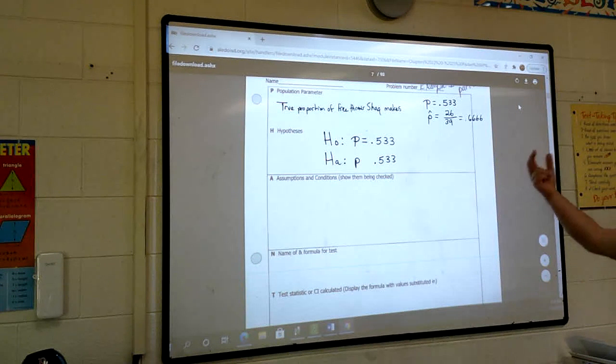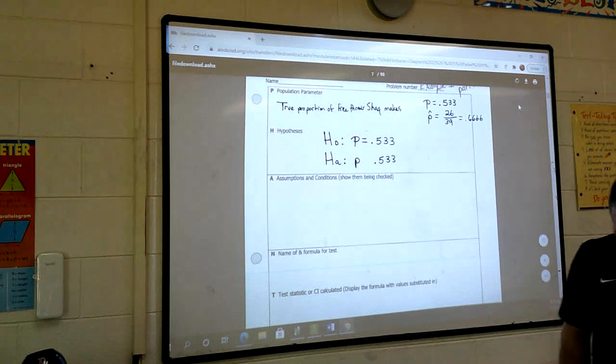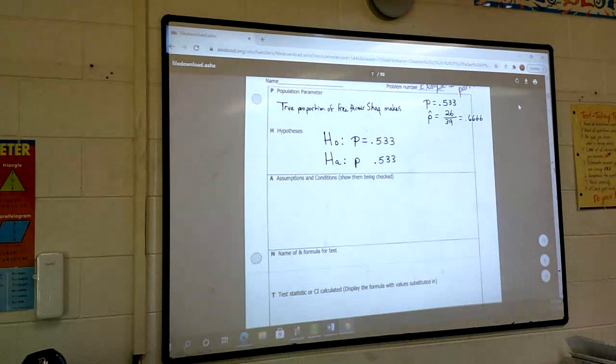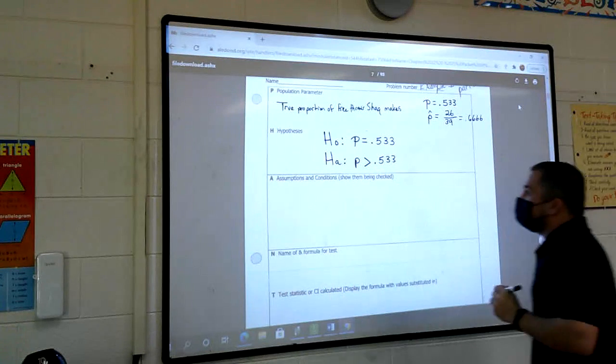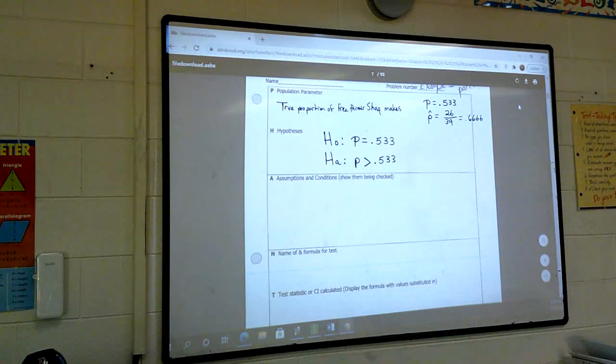So in this problem, which one are we doing? Less than, not equal to, or greater than? Greater than, because it says at the end, did he improve his free throw percentage? So we're testing to see if the proportion improved. So that means that P would be greater than 0.533. Now, we know it improved, but did it improve significantly enough to say that he's better? Or do we need a bigger sample size or whatever? Okay, so greater than is our alternate hypothesis.